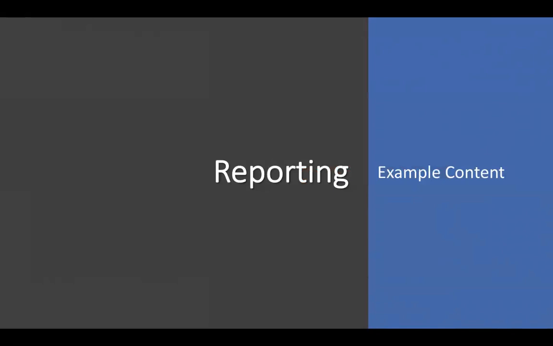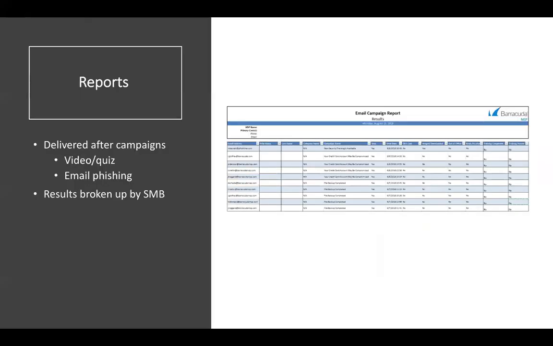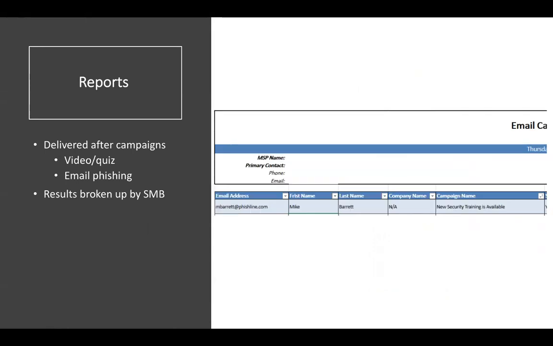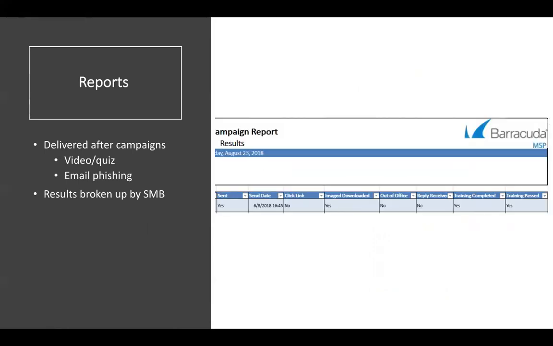Each month, we will provide you with detailed reports. Managed PhishLine will provide reporting after each video and quiz campaign and each mock email phishing campaign. Here, you'll be able to see the progress of your employees. You will easily be able to see the employee and campaign name. You will see the date the report was sent, if a link was clicked, the image downloaded, or the recipient was out of office. We also report on whether the training was completed.